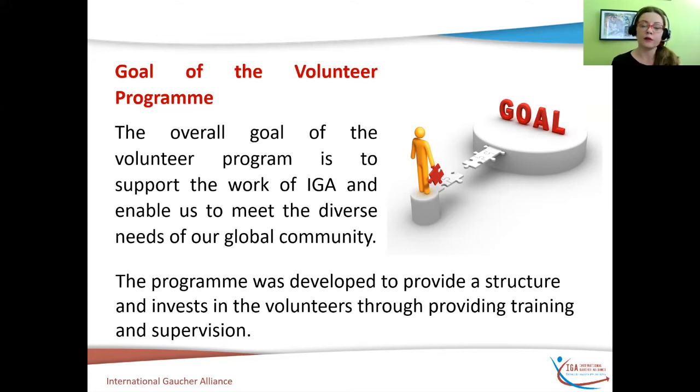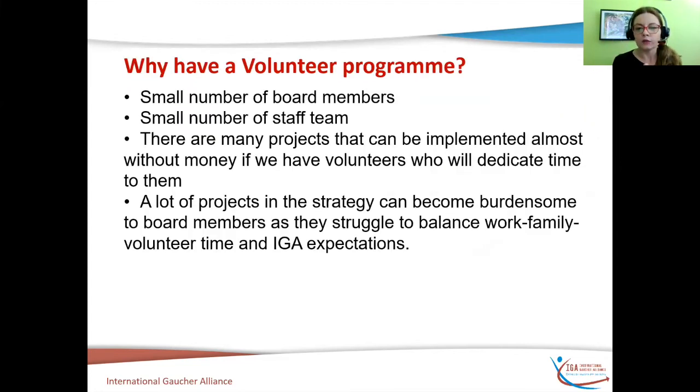But when you develop a structure, things change. So why do we have volunteers? We have a small number of board members, a small number of staff team. We are an international organization who needs to cover the world globally. So we need to cover every country in the world, which is not possible.